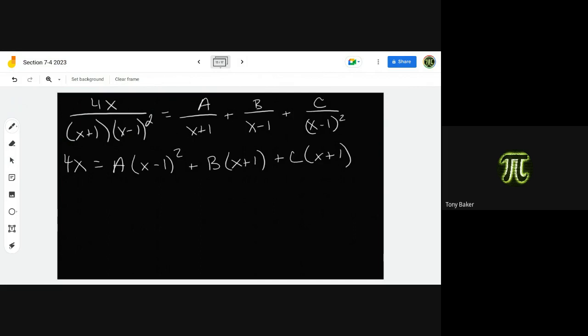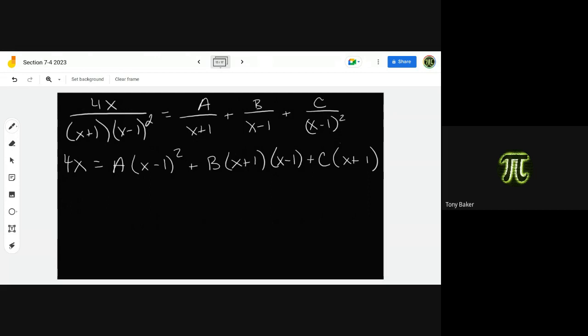Oh, actually, I did screw up. I missed the B. I forgot the x minus 1 there. So what's missing from here? What's missing from here is the x minus 1 squared. What's missing from here is the x plus 1 and one x minus 1. What's missing from here is just the x plus 1.